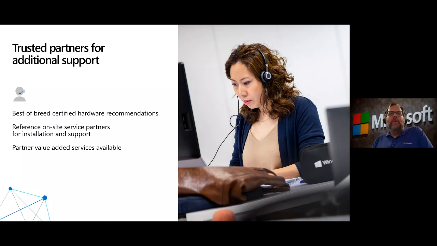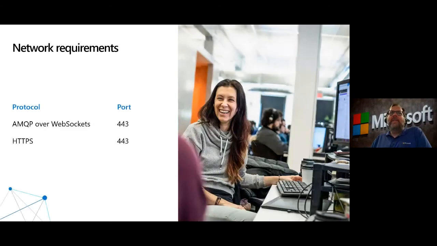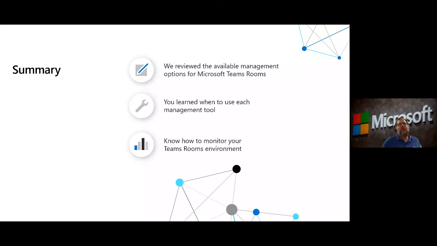So pretty well-rounded. Again, remote management: we can update software and firmware, reset USB connection states, force reboots, collect logs to try to debug issues. And that part in the bottom in the blue is very important. We do not see your meetings. We do not hear your calls. We do not see your PowerPoints. We see none of that. We just see log files. That's all we see. Everything's over port 443, so nothing fancy to be seen there.